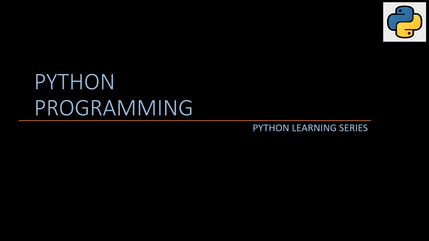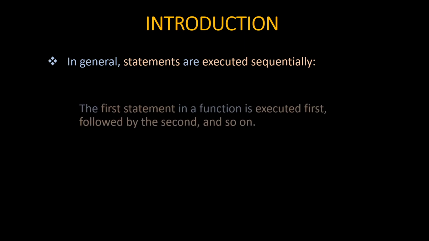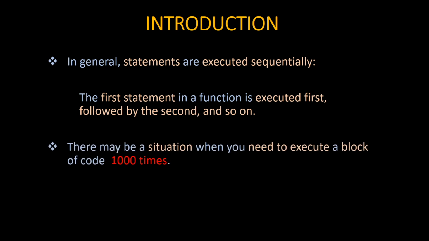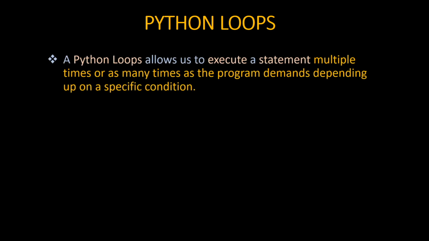In this lecture, we're going to learn about Python loops. In general, statements are executed sequentially, like the first statement in a function is executed first, followed by the second, then third, then fourth, and so on. So there may be a situation when you need to execute a block of code or a block of statements 1,000 times or 2,000 times. It's a humongous effort, right? So what is the solution for that? The solution is Python loops. Python loops allow us to execute a statement multiple times.